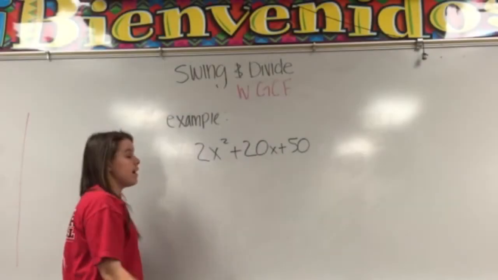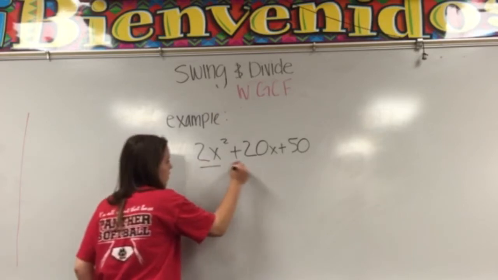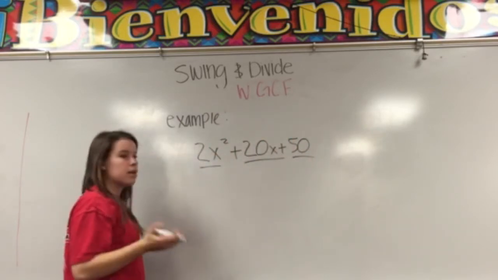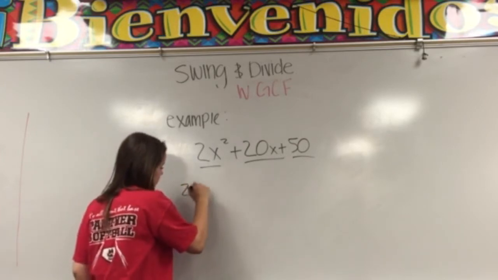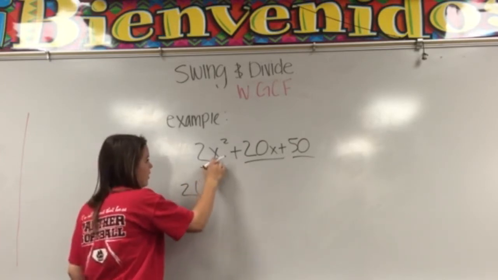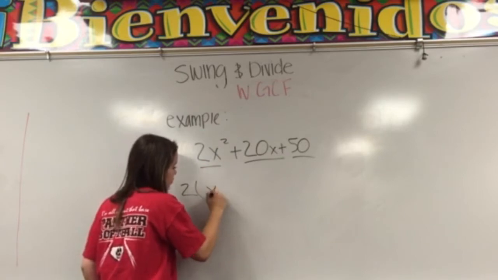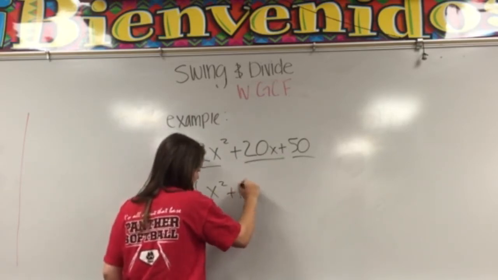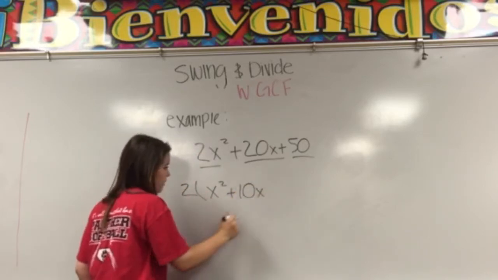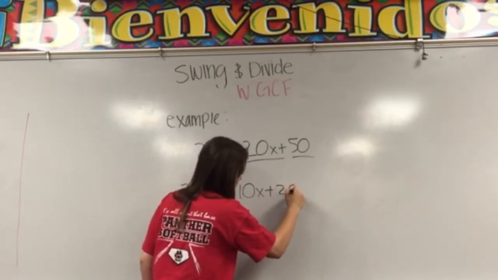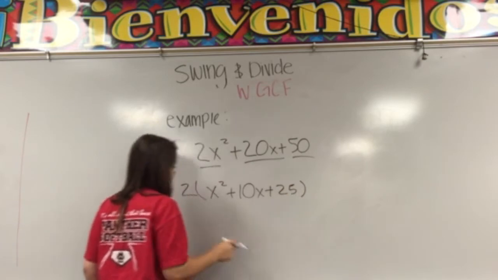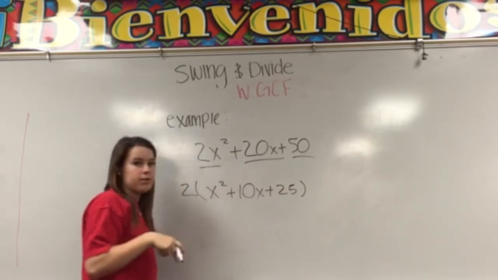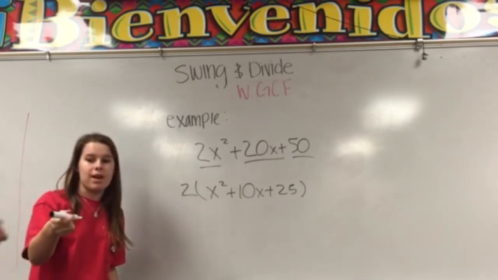When dealing with swing and divide with GCF, you must first look at these three numbers and find the greatest common number between these three. In this equation, it's 2. 2x squared divided by 2 is x squared. 20x divided by 2 is 10x. And 50 divided by 2 is 25. So this is what it would be like with the GCF taken out. Emily will show you the rest on how to swing and divide.